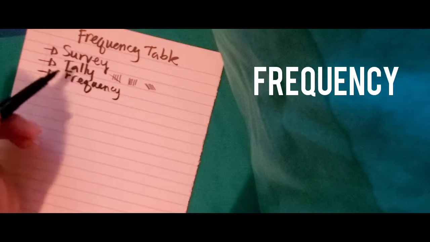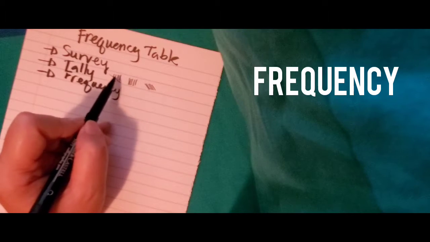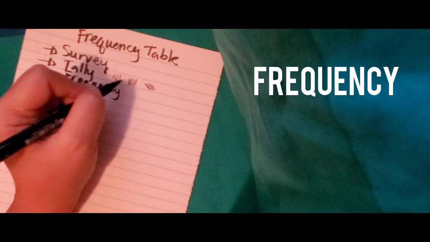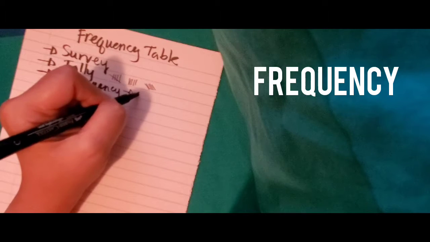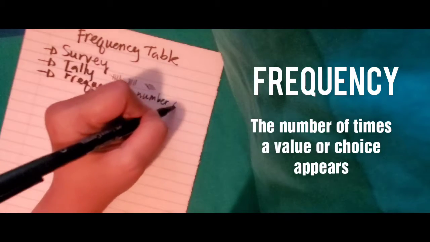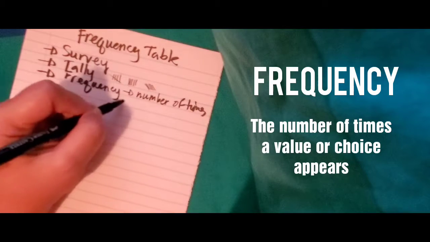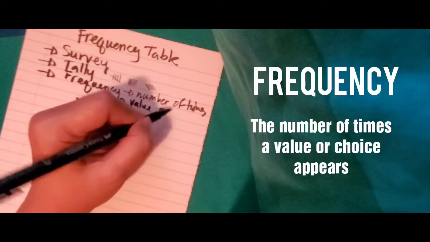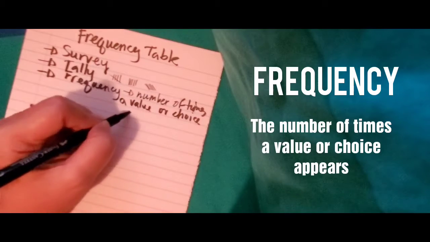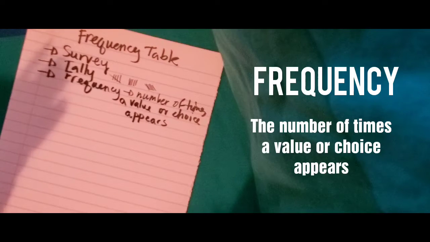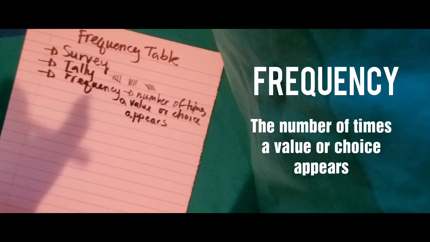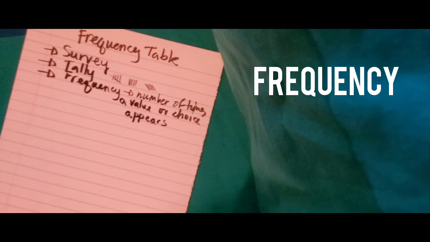After the tally, you count the frequency. The frequency is just the total amount of tally marks, which shows the number of times a value or choice appears. So it's just counting how many times the color black appeared, or how many times you saw a hitchhiker's thumb, or how many times you saw a straight thumb. It's just counting.